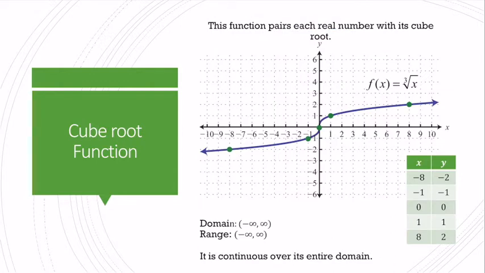A cube root function pairs each real number with its cube root. So that makes sense because I can take cube roots of negative numbers, so my domain is from negative infinity to positive infinity. So for example, the cube root of negative 8 is negative 2. Cube root of negative 1 is negative 1. Cube root of 0 is 0. Cube root of 1 is 1. And the cube root of 8 is 2. This is also continuous over its entire domain because I can draw it without having to pick up my pencil.